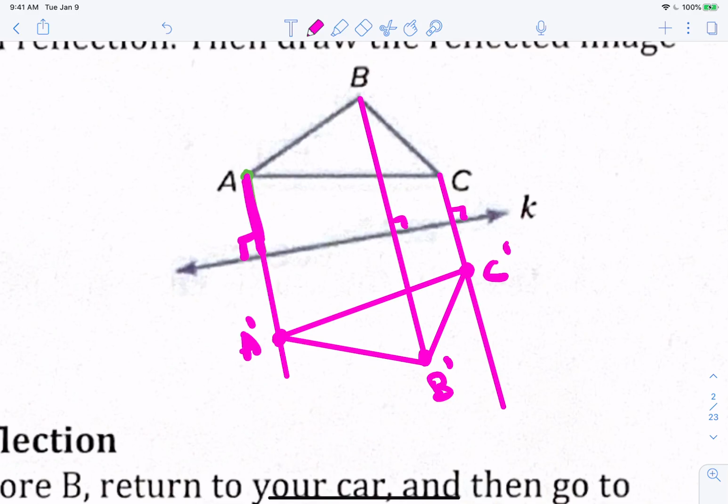Alright, so when you have to draw these on your homework assignment, you're not just going to willy-nilly draw it up there, you're going to actually connect it, you're going to draw it and construct it.